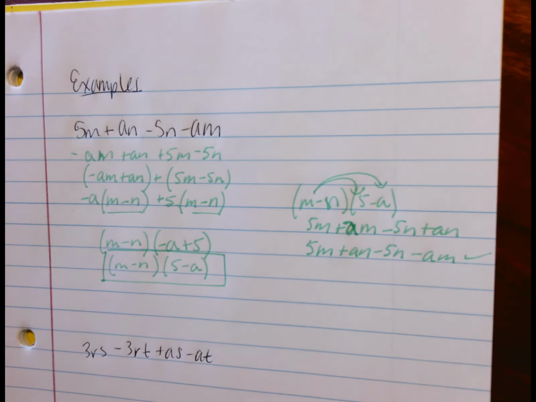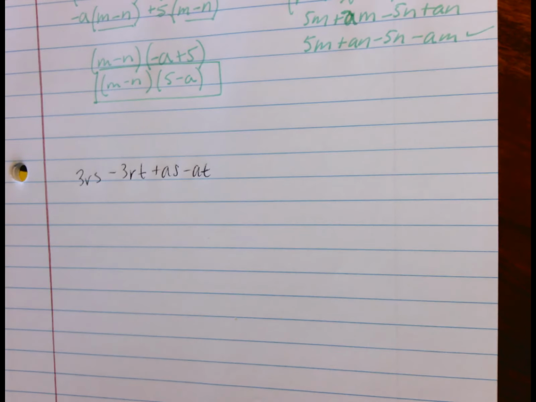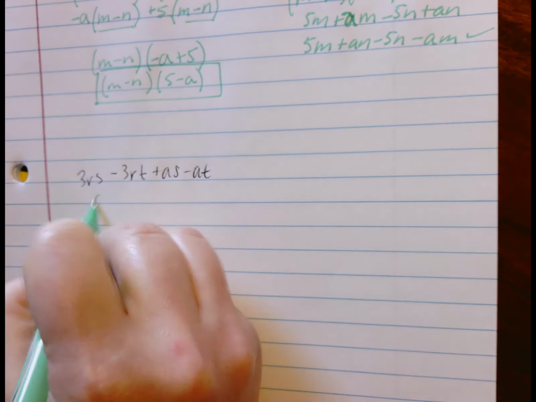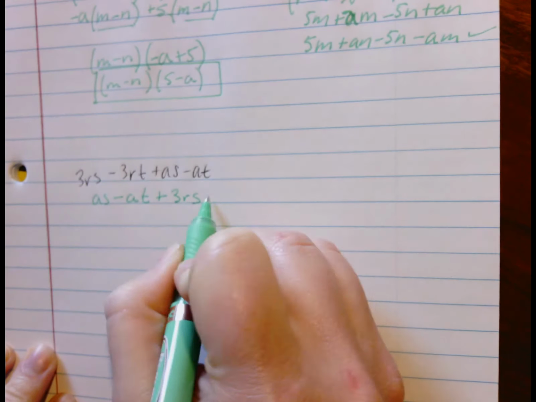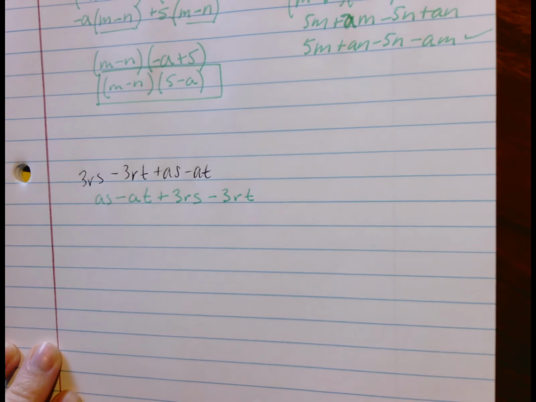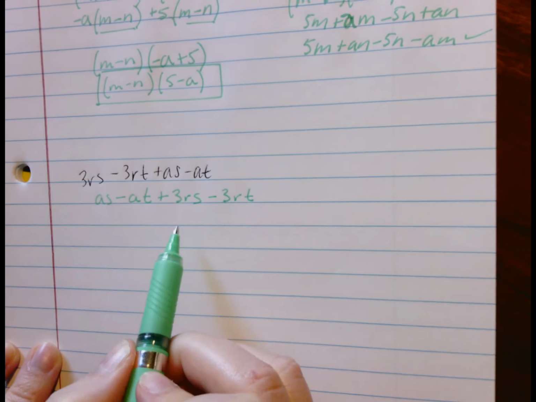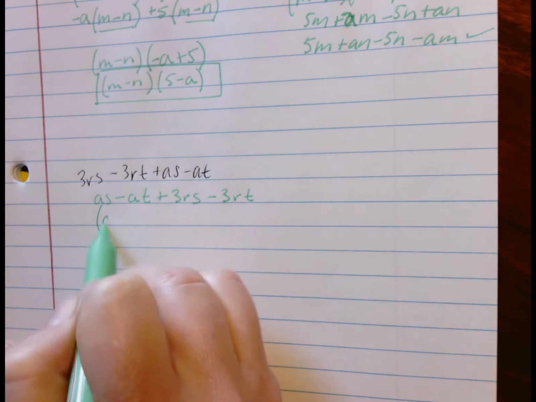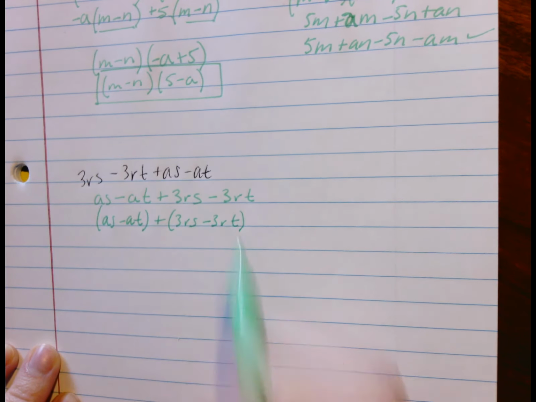All right, so we have one more example we're going to do. We'll go ahead and drop down to the bottom one. Okay, so the bottom, we're going to go ahead and write it as standard form as well. It doesn't need to be simplified or rearranged. And so if we put it in standard form, we have as minus at plus 3rs minus 3rt. Okay, so that's in standard form. So the next step that we're going to do here is we are going to go ahead and group that. So we have as minus at, and we have 3rs minus 3rt.